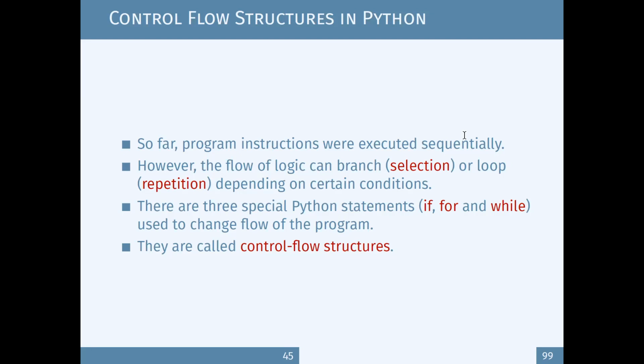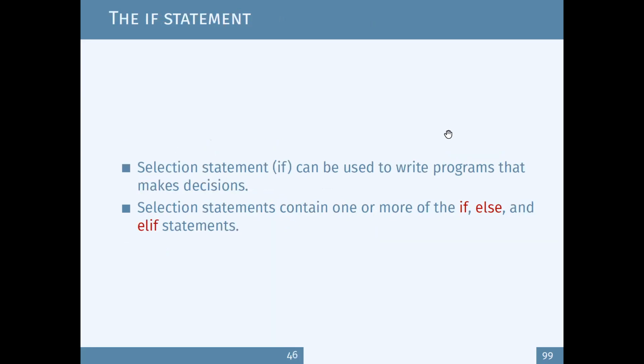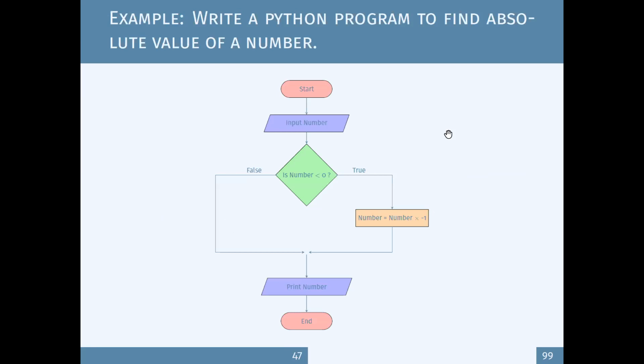And then for repetition, we were discussing while and for loops. So we started looking at the if statement. Usually when you want to make a decision based on a particular condition, you can take different paths. Now, in this first example, we take a number, and if the number is negative, we make it positive so that we can get the absolute value of the number.